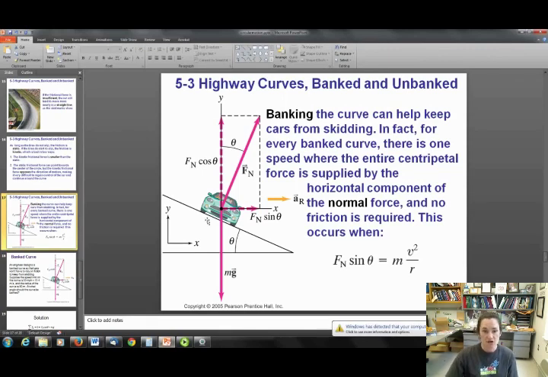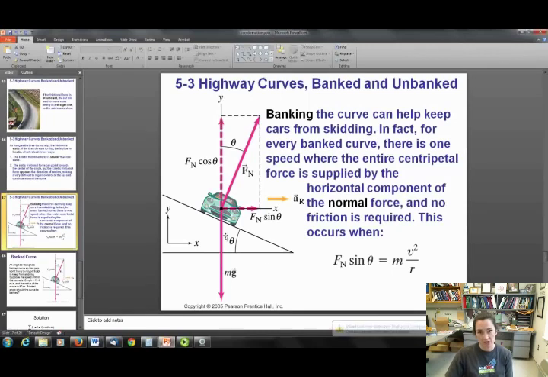Okay? So here I show a car going around a bank, okay? And the bank has an angle theta with respect to the horizontal. If you ignore friction and you just draw the free body diagram, then you've got gravity acting down and the normal force acting perpendicular to the bank. Okay, so this normal force is going to have two components in the x and the y direction. Okay? Now remember, for these types of problems, what we're interested in is the radial direction.